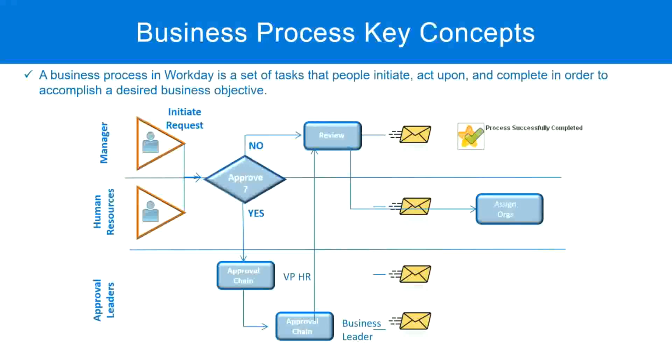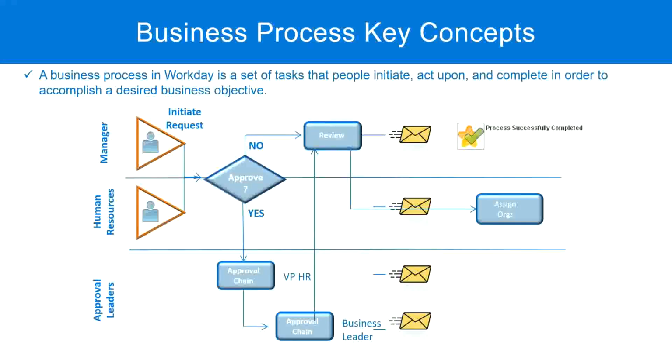Now, in this flow diagram, can you tell me who is initiating the request? Who all has the authority to initiate the request in this diagram? If you look at it, manager and human resources, right? Manager and human resources can initiate this particular request. Then it goes for approval. If it is not approved, then it goes to review and then done. It's ended. If it is approved, yes, it goes to the approval chain.